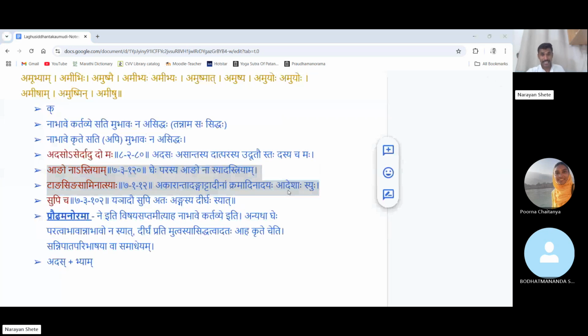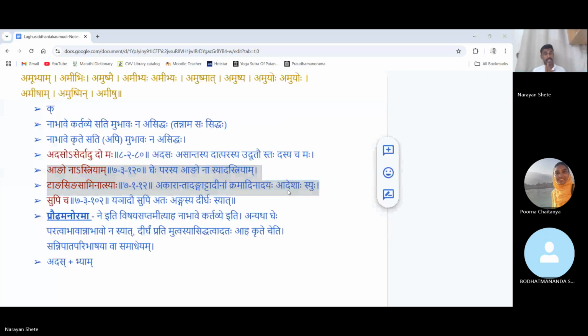Now we have got akaranta anga. Again, whether we should apply Adasoser Dadudamah or not, this question will come. Whether we should apply this Adasoser Dadudamah or not. If we apply Adasoser Dadudamah, ada ta will become amu ta. If we apply Adasoser Dadudamah in this situation, ada ta will become amuta.